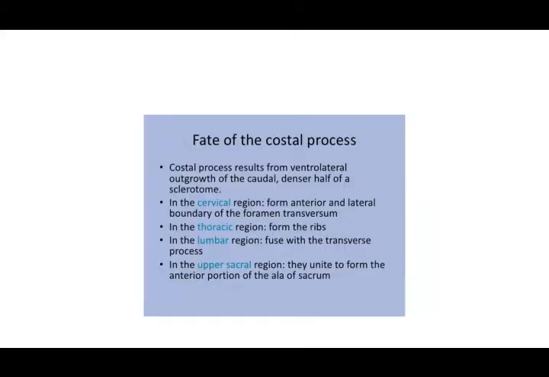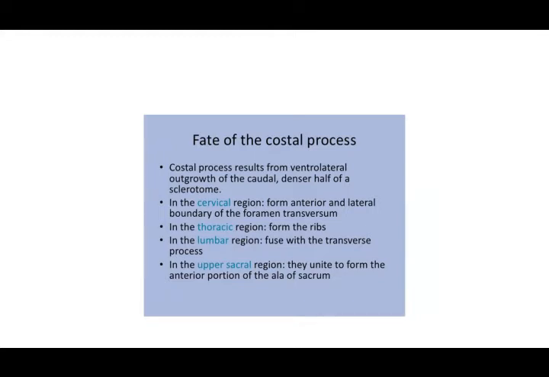Then costal processes are going to be different in different vertebrae. They result from ventrolateral outgrowth of the caudal, denser half of the sclerotome. In the cervical region, these costal processes form the anterior and the posterior lateral boundaries of your foramen transversarium. If you remember, foramen transversarium is the opening in the transverse processes. So that is how you identify that in the cervical vertebrae.